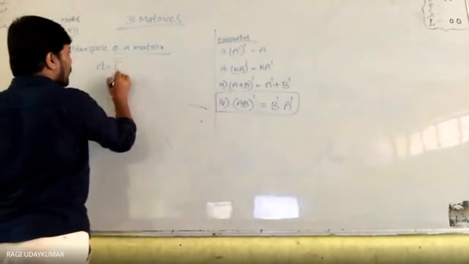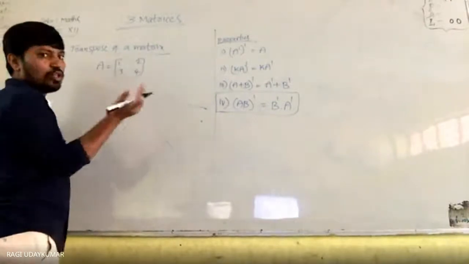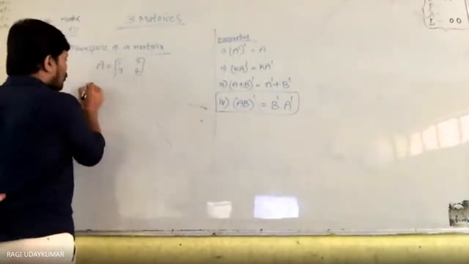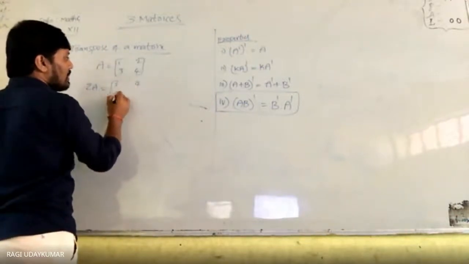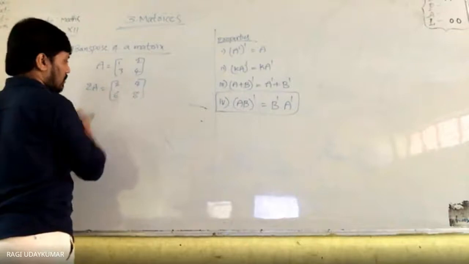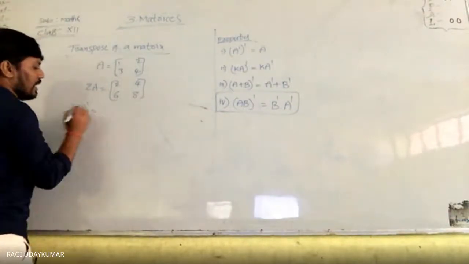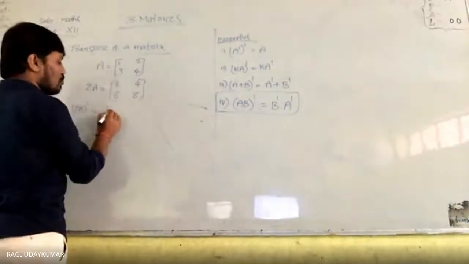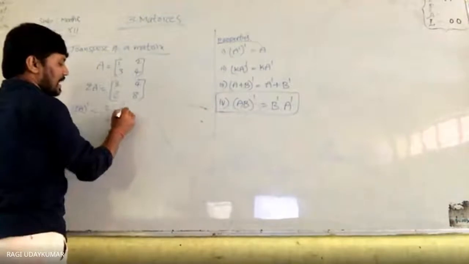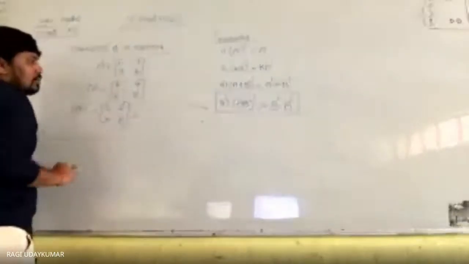A is 1, 2, 3, 4. kA is some number, a scalar, times A: 2A means multiplying by 2, so 2, 4, 6, 8. Now this is 2A. Take 2A whole transpose: 2 stays, 4 comes here, 6, 8 comes, so this equals 2 into A transpose.